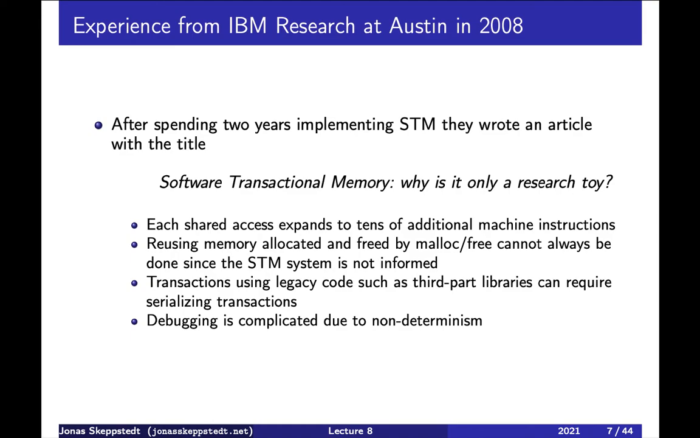The program may contain libraries and other software that is not aware of transactions, and then these transactions may have to be executed in sequence, or serialized, in order to avoid triggering of conflicts and restarting of transactions. And another thing is, and I will come back to that, debugging can be more complicated. The reason is that it is more non-deterministic which transaction will succeed or which one will be restarted.